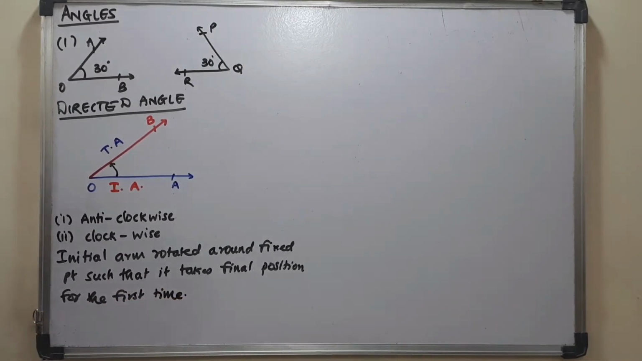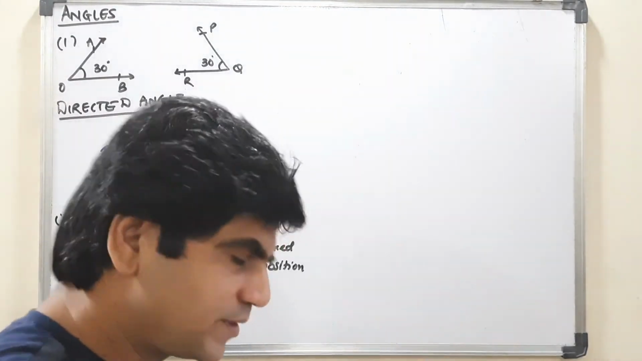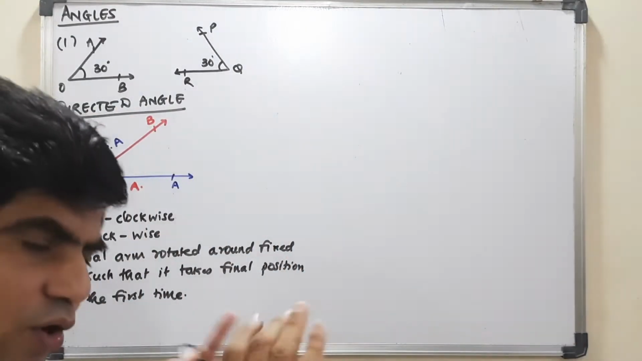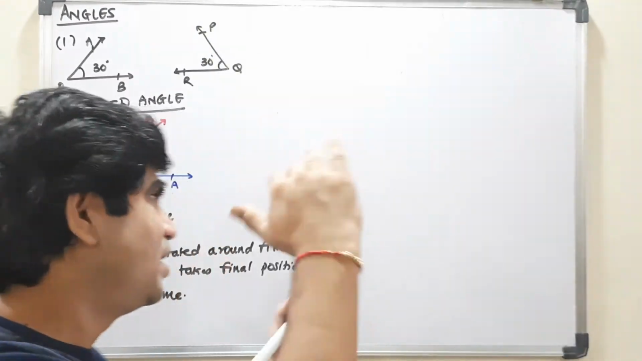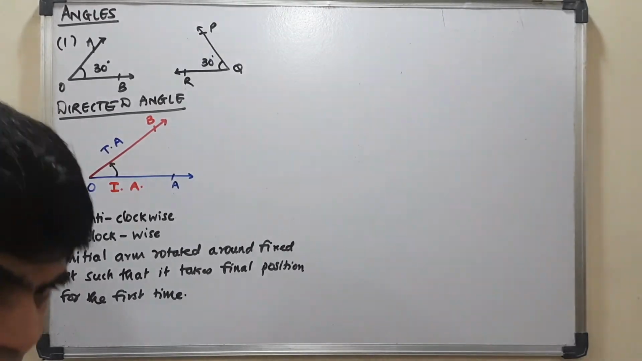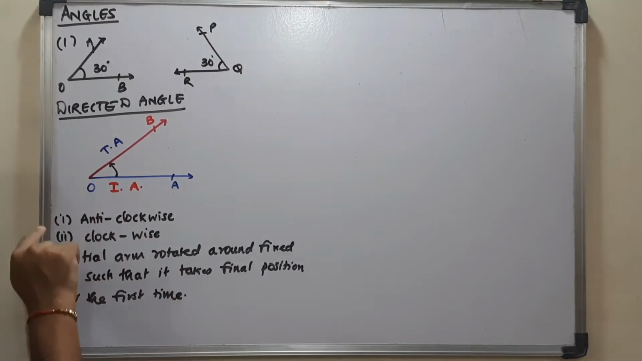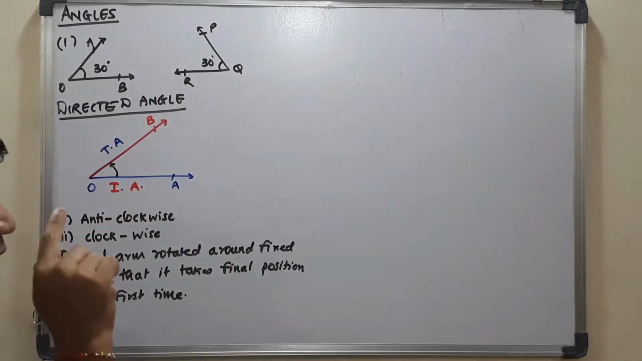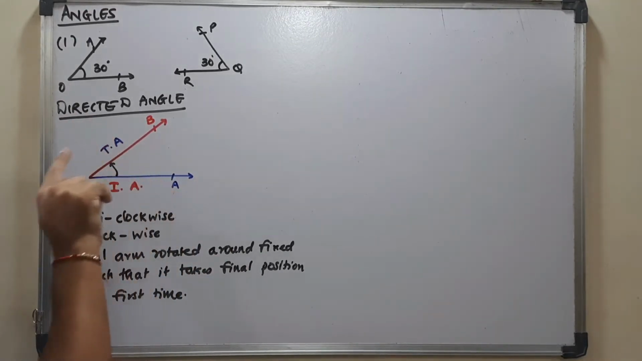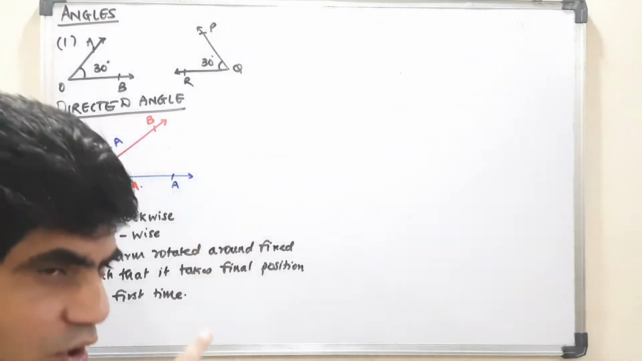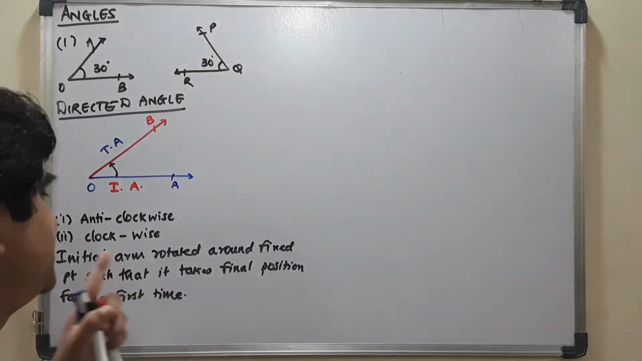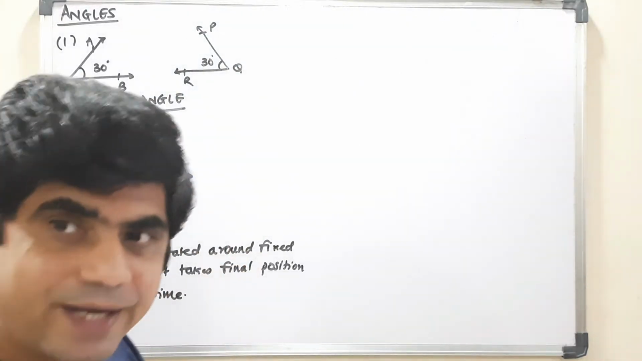Okay, the initial arm is rotated. It rotated around a fixed point, clockwise or anti-clockwise, and took the final position for the first time. So that initial arm, which is rotated around the fixed point in a clockwise or anti-clockwise manner to attain the final position for the first time.